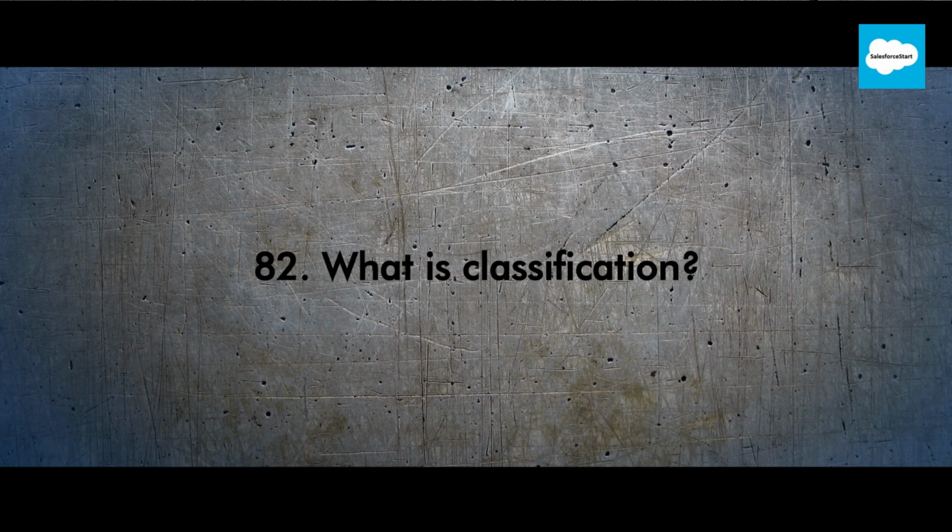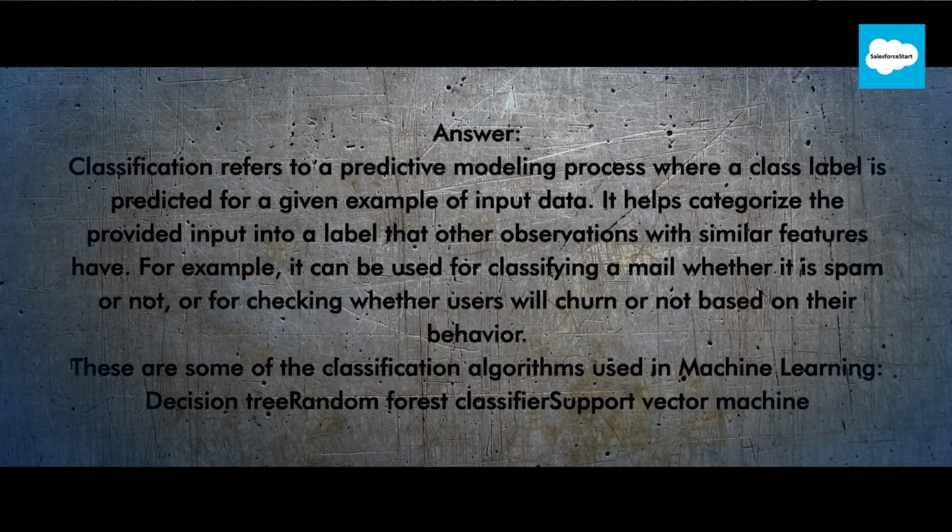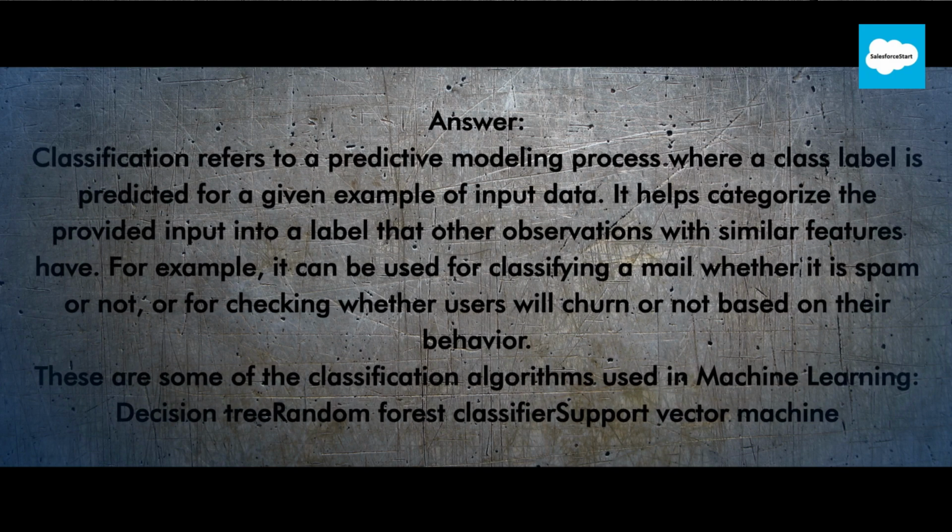82. What is classification? Answer. Classification refers to a predictive modeling process where a class label is predicted for a given example of input data. It helps categorize the provided input into a label that other observations with similar features have. For example, it can be used for classifying a mail as spam or not, or for checking whether users will churn or not based on their behavior.